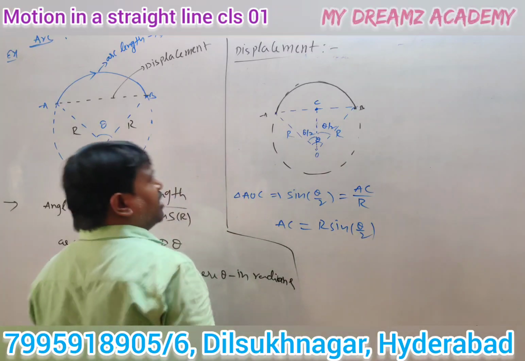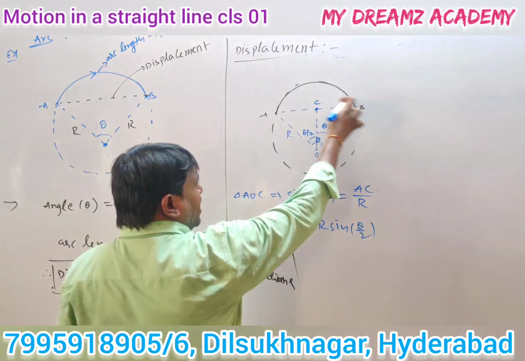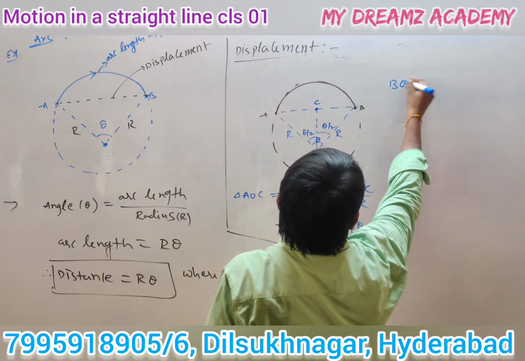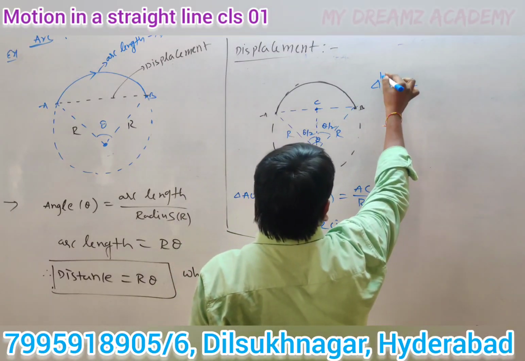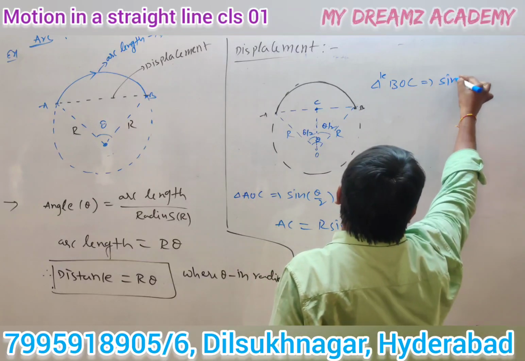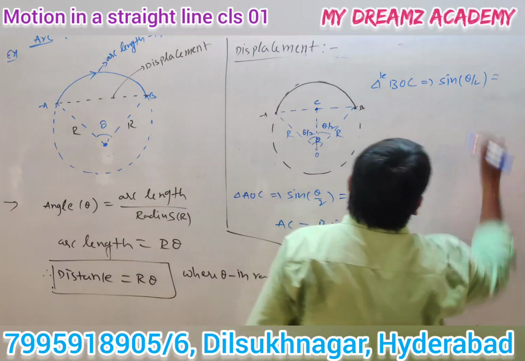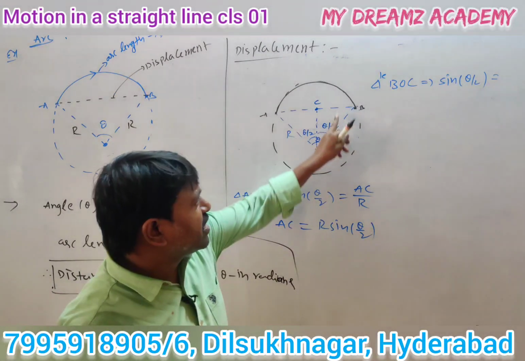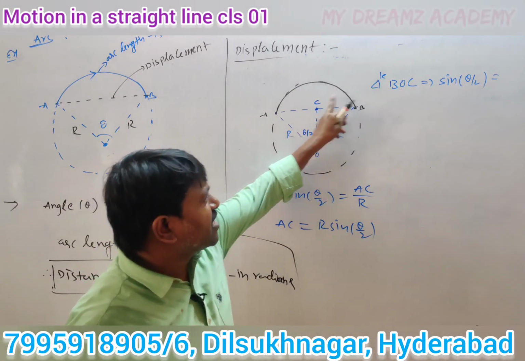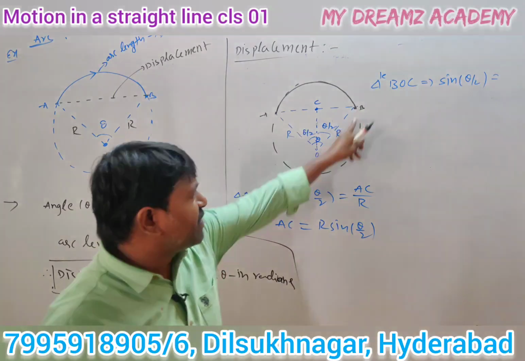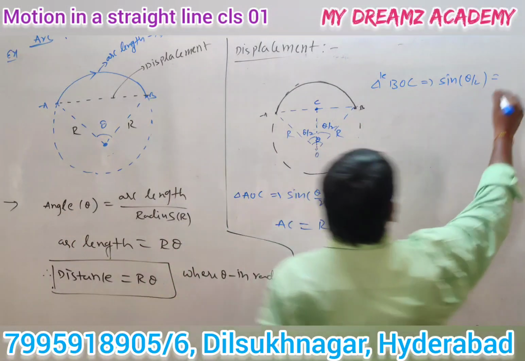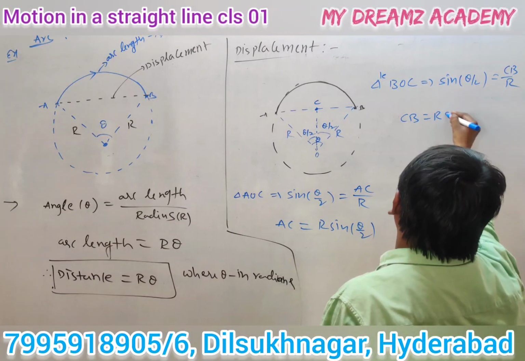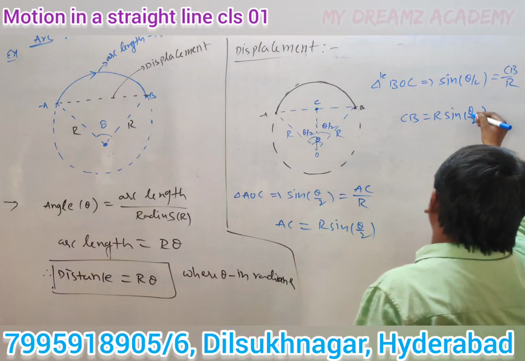Now similarly, we have another right angle triangle, BOC. Apply sine theta by 2. For this theta by 2, this is the opposite, this is the hypotenuse. Opposite is CB, and the hypotenuse is the radius r. So CB by r. Now CB equals r sine theta by 2.